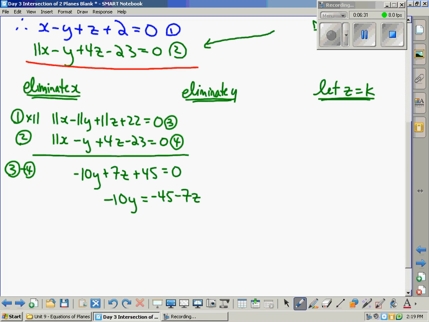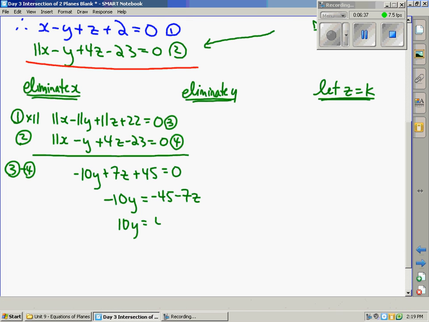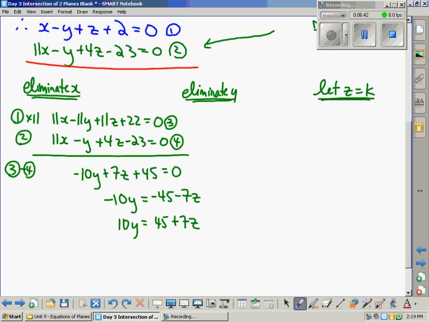Divide everything by negative 10. Actually, I'll do this. 10y equals 45 plus 7z, so that's dividing everything by negative 1 first. And then y equals 45 plus 7z all over 10. I'll come back to that in a second. Okay, so now I've isolated for y by eliminating x.